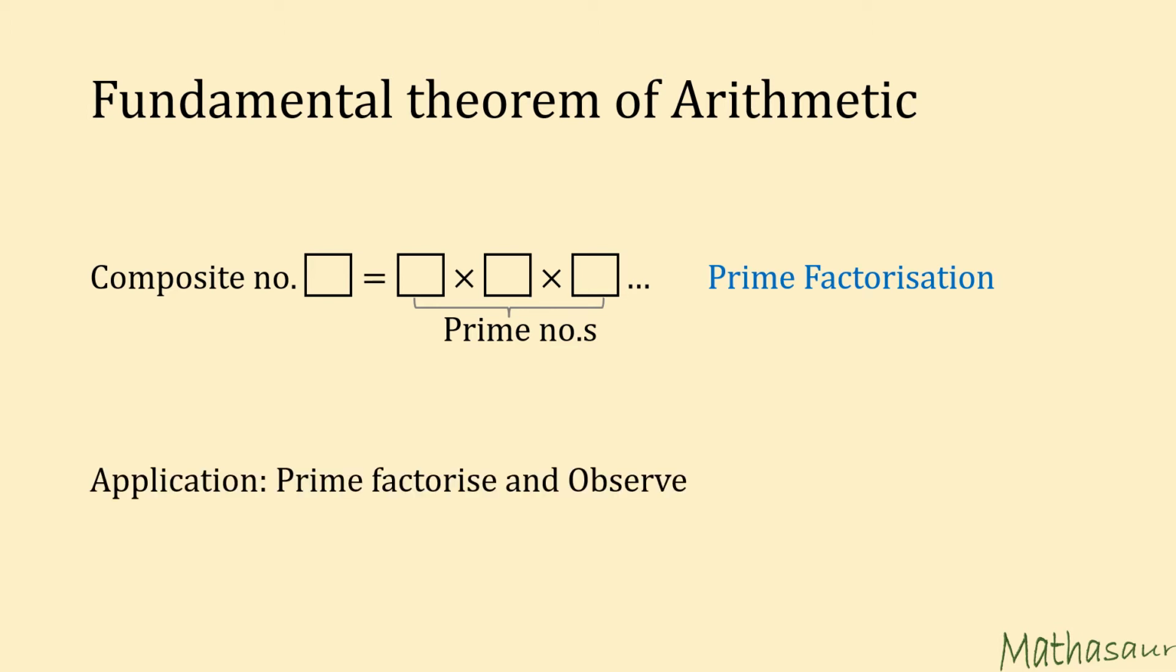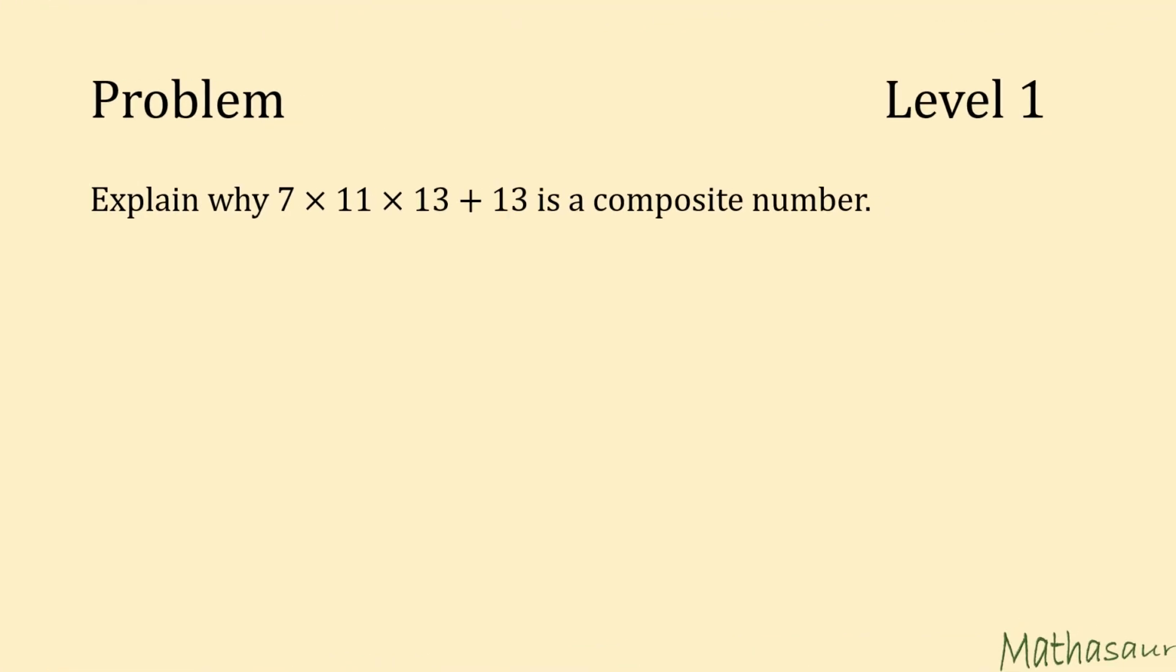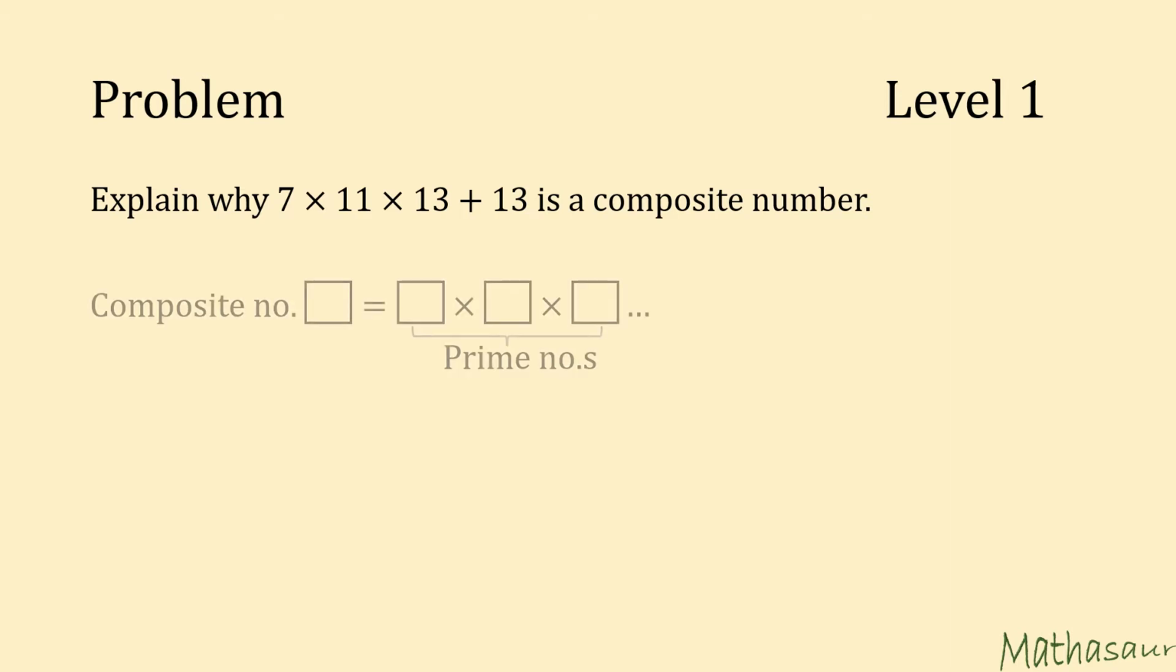Now this theorem is applied in finding properties of numbers. We shall simply prime factorize and observe. Let us look at a few problems. Explain why 7 times 11 times 13 plus 13 is a composite number. Now from the fundamental theorem of arithmetic, we know that a composite number can be expressed as a product of prime numbers. But here we also have an addition sign.